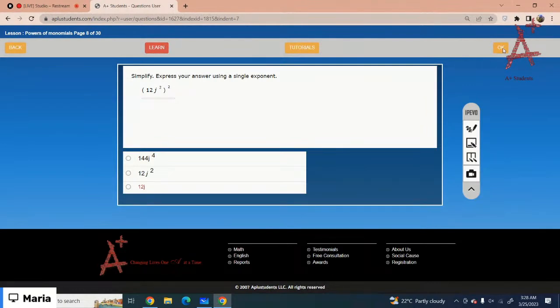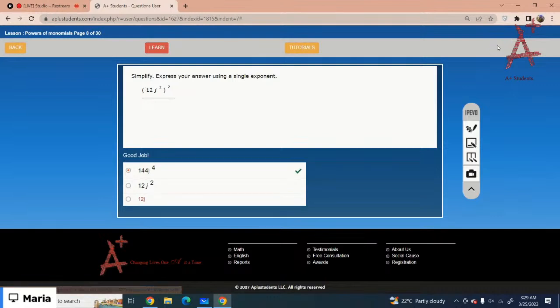Okay, 12j squared, whole squared. So 2 is the exponent for both 12 and j squared. Got it? So 12 squared and j squared times 2. So it would be 12 times 12 is 144. So the correct option is 144j to the 4. Got it? Just select the correct option and click on the OK button.